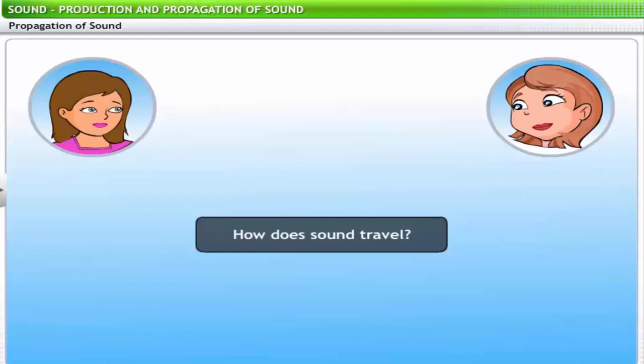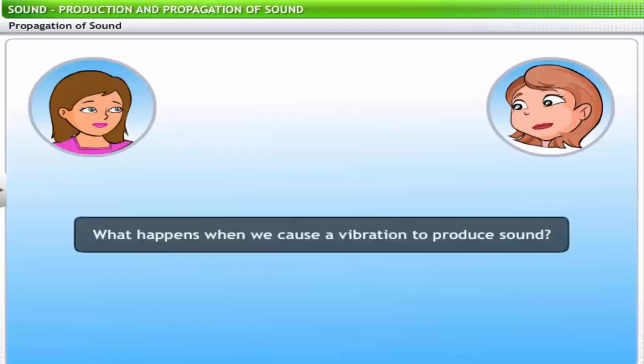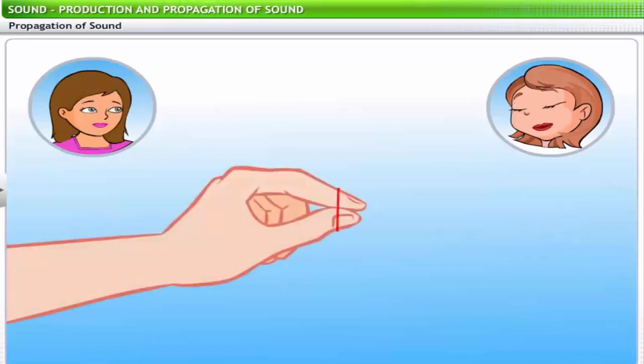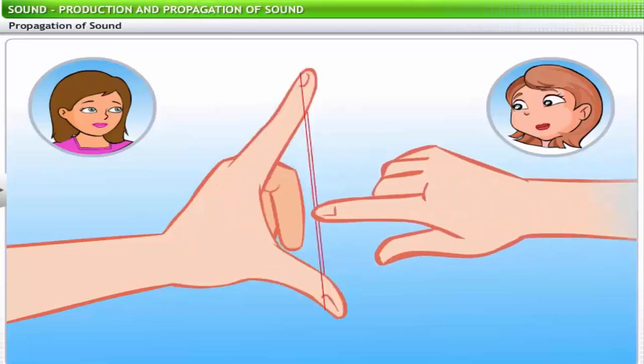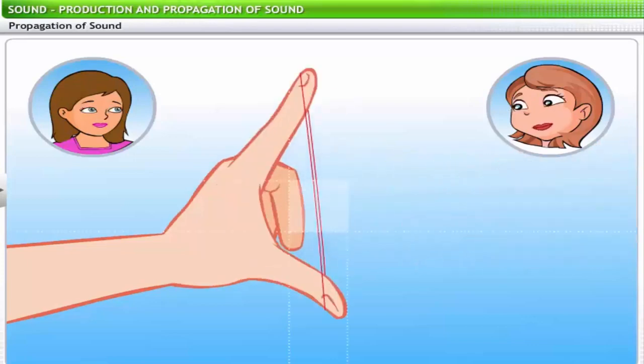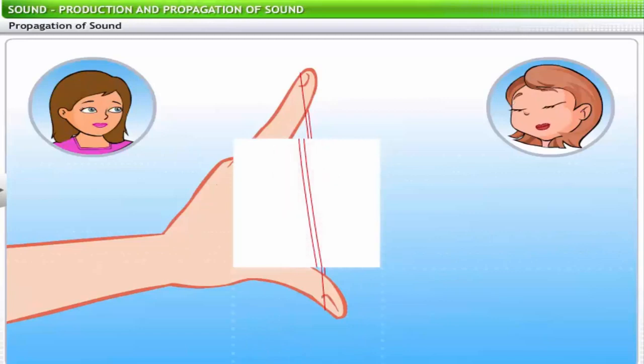No, not really. To understand the process of the propagation of sound, let's analyze what happens when we cause a vibration to produce sound. What happens when we stretch a rubber band and pluck it in the middle? The air particles of the medium, which are in contact with the vibrating rubber band, that is, the source of sound, are first displaced from their state of rest. These displaced air particles displace their neighboring particles and then come back to rest in their original positions.